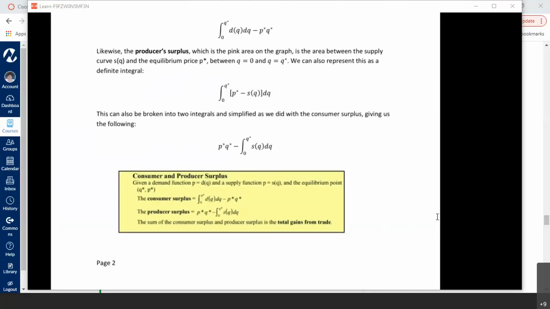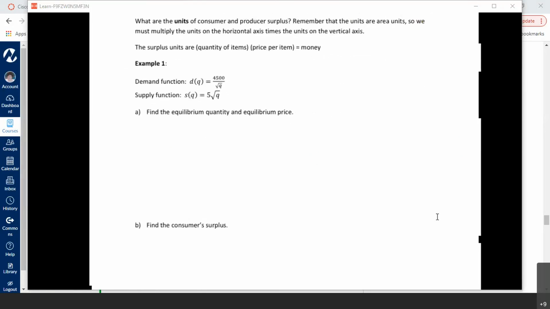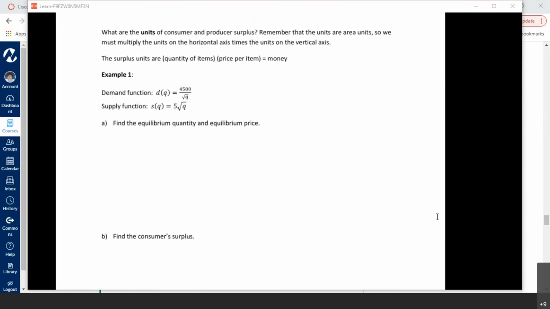Let's talk a little bit about the units of these and pretty much how to do applications. So the units are area units. If you think about it, you're going to multiply the horizontal units by the vertical units. So your horizontal units are quantity of items, and the vertical units are price per item. So you can think of it here as items times price per item.